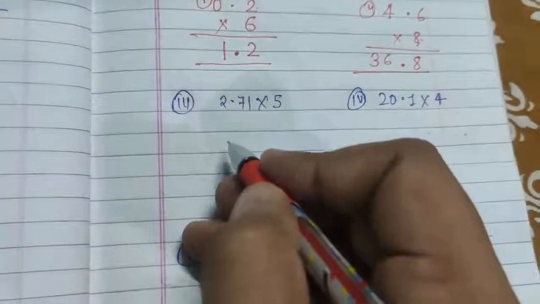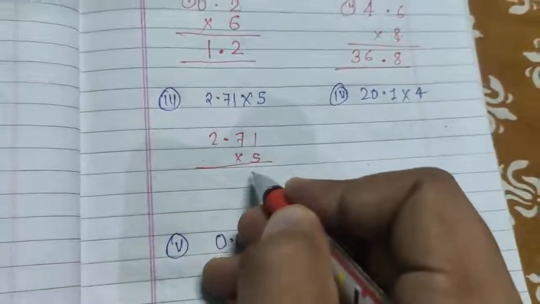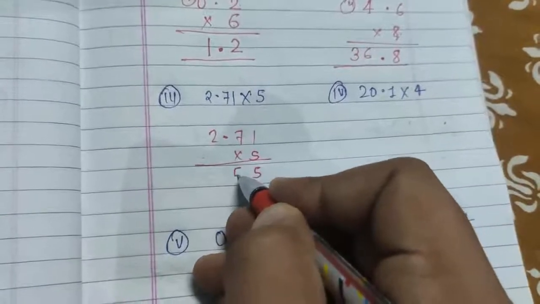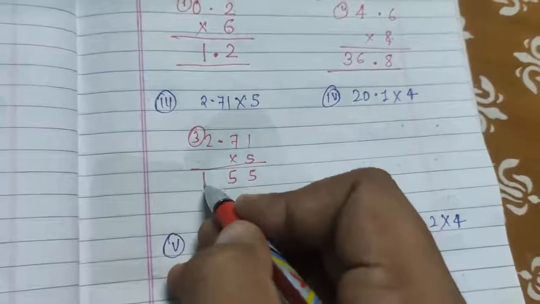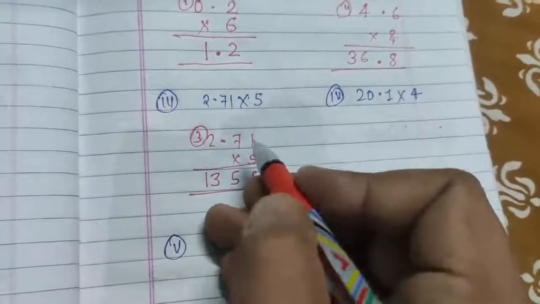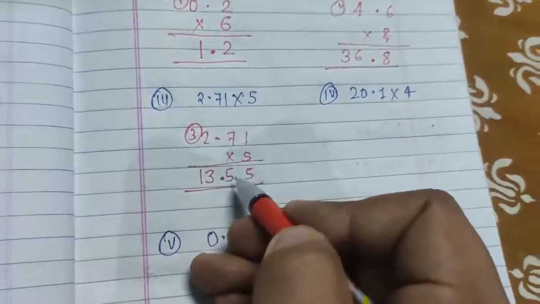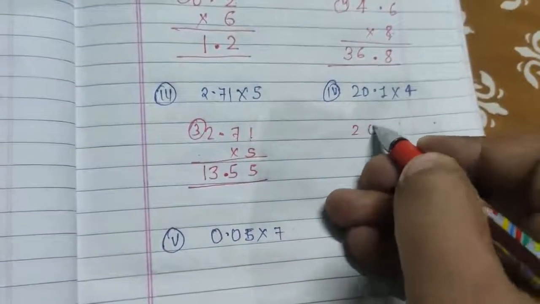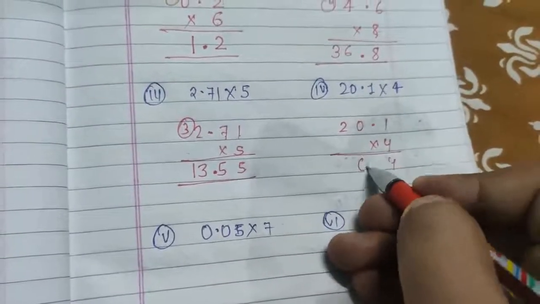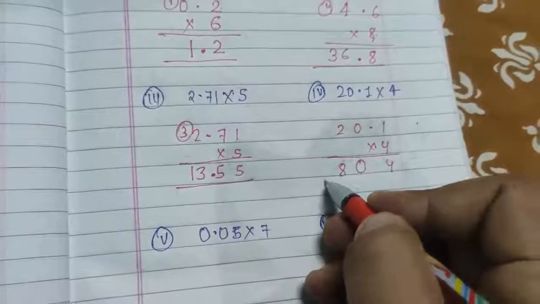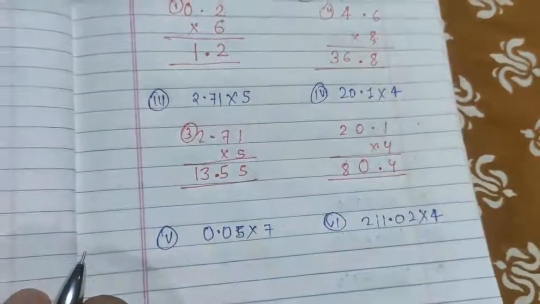Now 2.71 into 5. So we will multiply it by 5. 5 ones are 5, 5 sevens are 35, 3 is carry, 5 twos are 10 and 3 is 13. Now here you can see it is after how many places? After 2 places. So here we will put the decimal after 2 places. Then 0.1 and 4. So 4 ones are 4 and 4 zeros are 0 and 4 twos are 8. And the decimal is after 1 place. So we will put it here after 1 place.